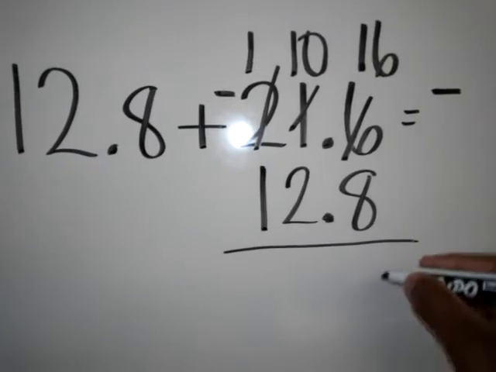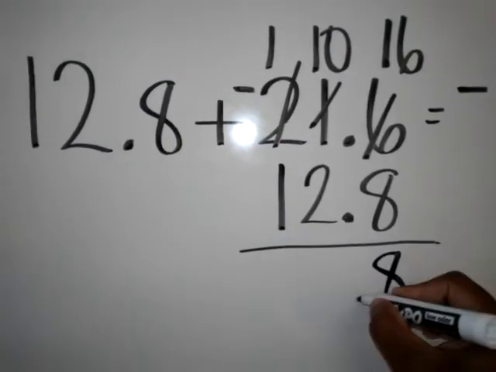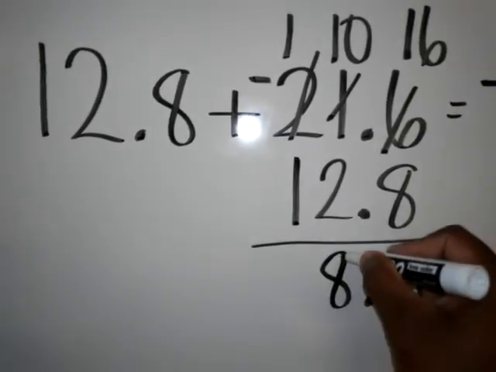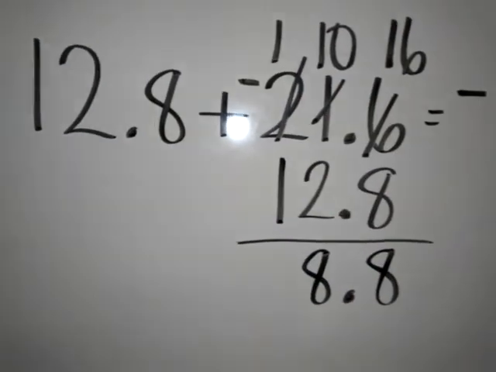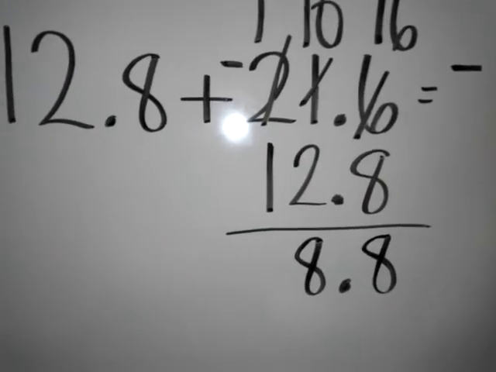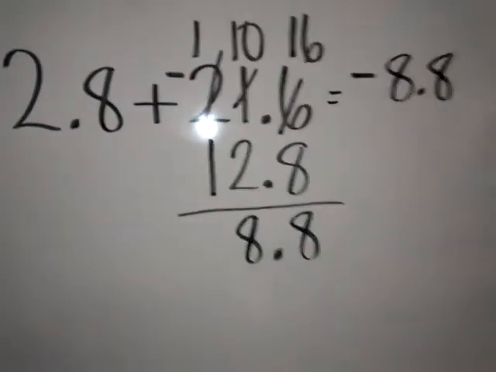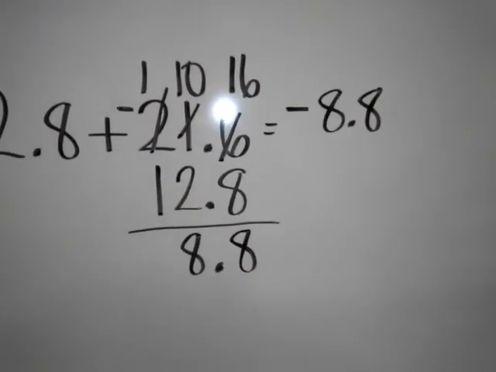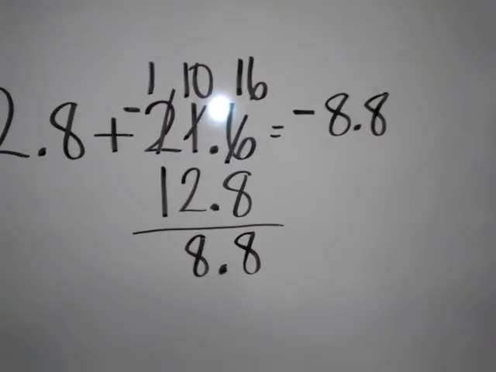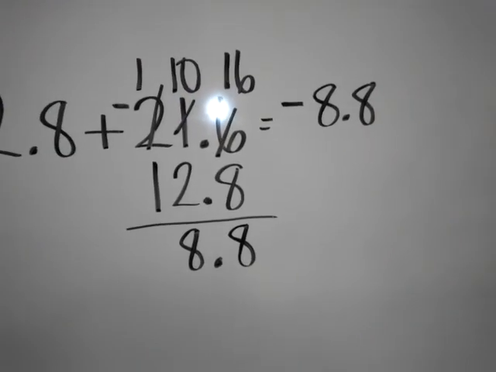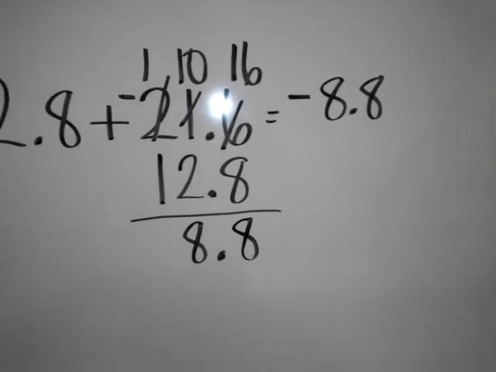16 minus 8 is 8. Bring down our decimal. 10 minus 2 is 8. We have 1 minus 1, which is 0. Our answer is negative 8 8/10. Now, let's just check that, see if it's correct. So if we were to add $8.80 to $12.80, we should get a total of $21.60.